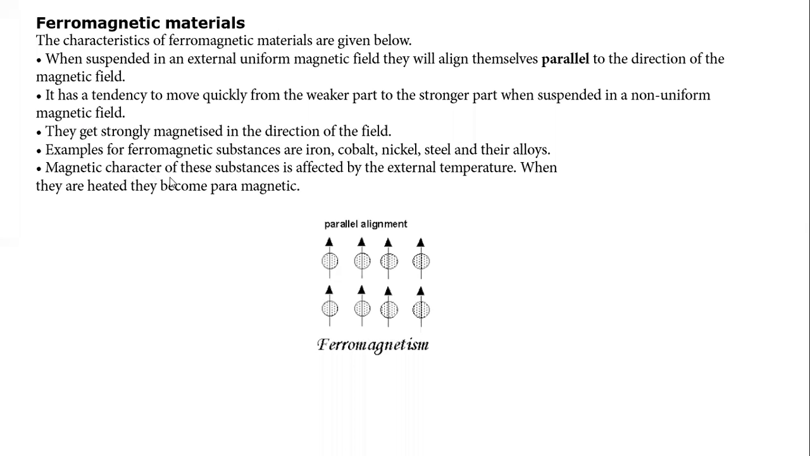The magnetic character of these substances is affected by the external temperature. When they are heated, they become paramagnetic. So when heated, they will change to paramagnetic.